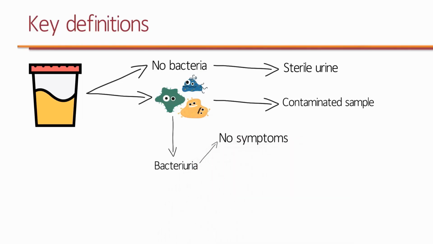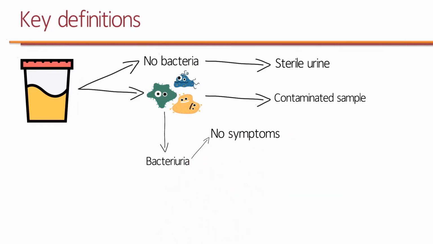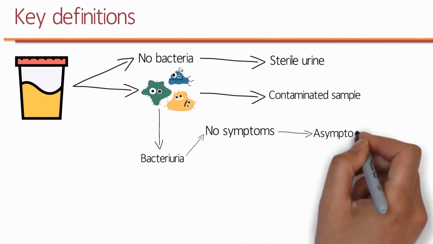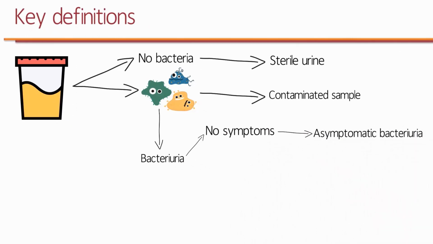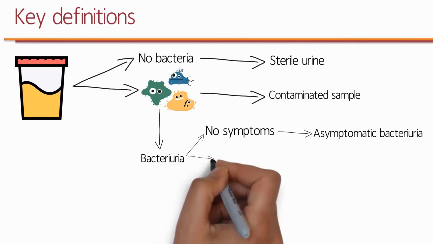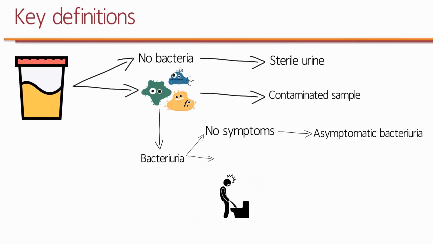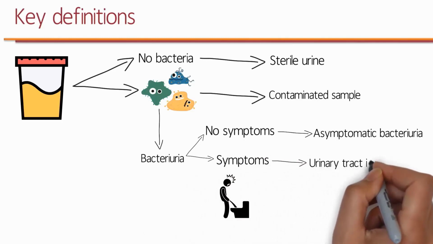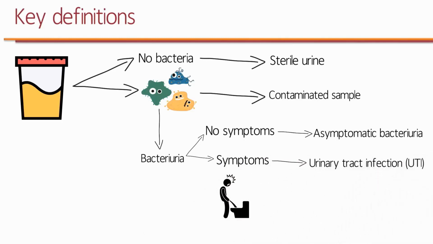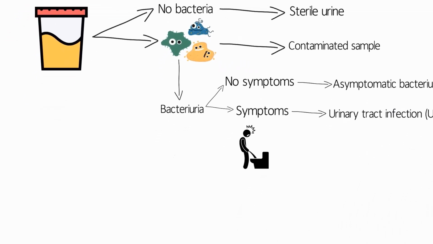If a patient with bacteriuria has no symptoms, we call this asymptomatic bacteriuria. This is not a urinary infection and does not need to be treated in most patients. If the patient does have symptoms, however, we call this symptomatic bacteriuria, or more commonly known as urinary tract infections. What exactly are these symptoms?